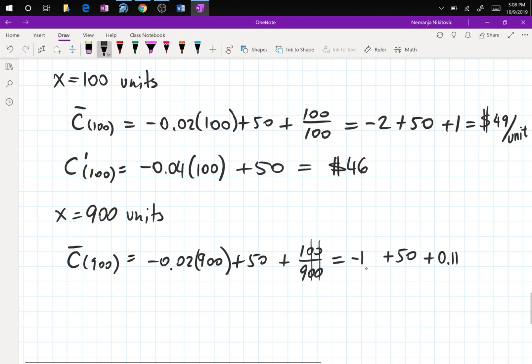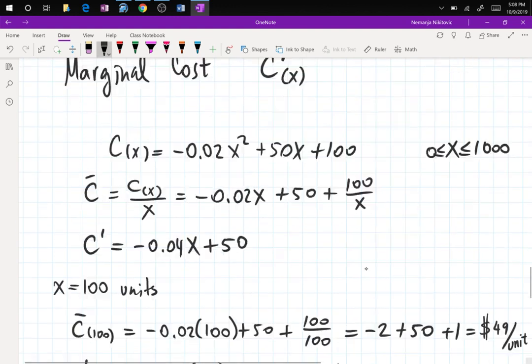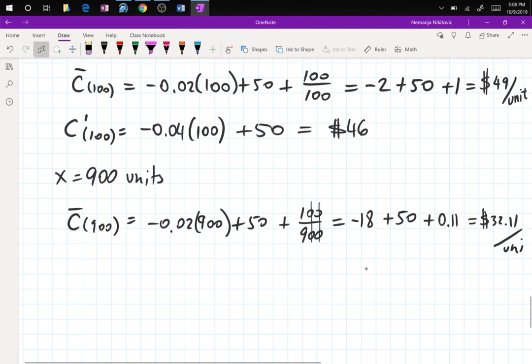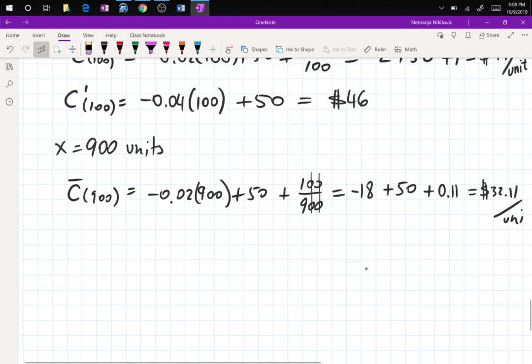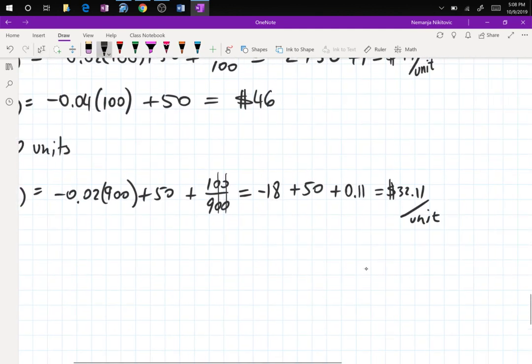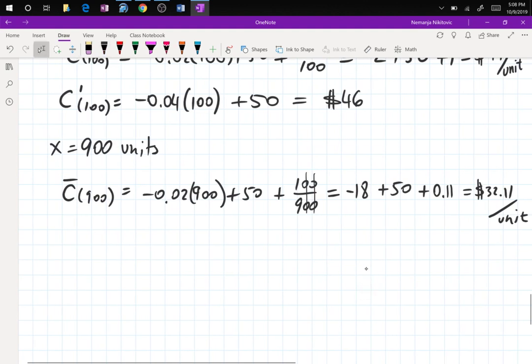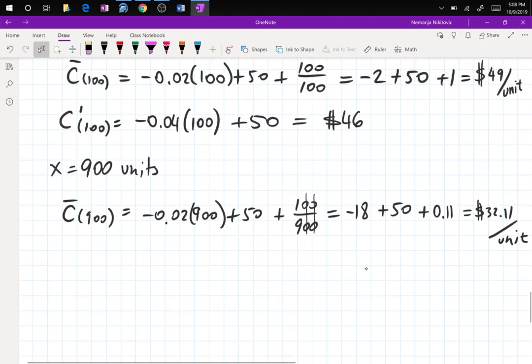I saw something is wrong because the numbers were not right. It's negative 18 because it's 2 times 9, right? So that's 18. So that's going to be 32 and 11 cents per unit. And we immediately see that the average cost is down.